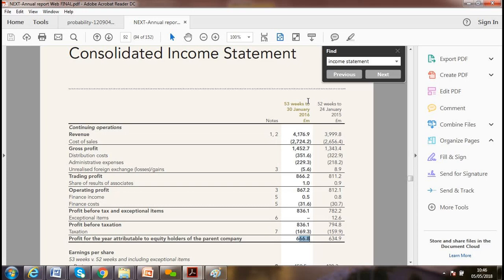6666.8 divided by 4176.9. This figure, 666.8 divided by 4176.9, times by 100 is giving me my net profit percentage: 15.96. So 15 pence, or 15%, we are earning as net profit.